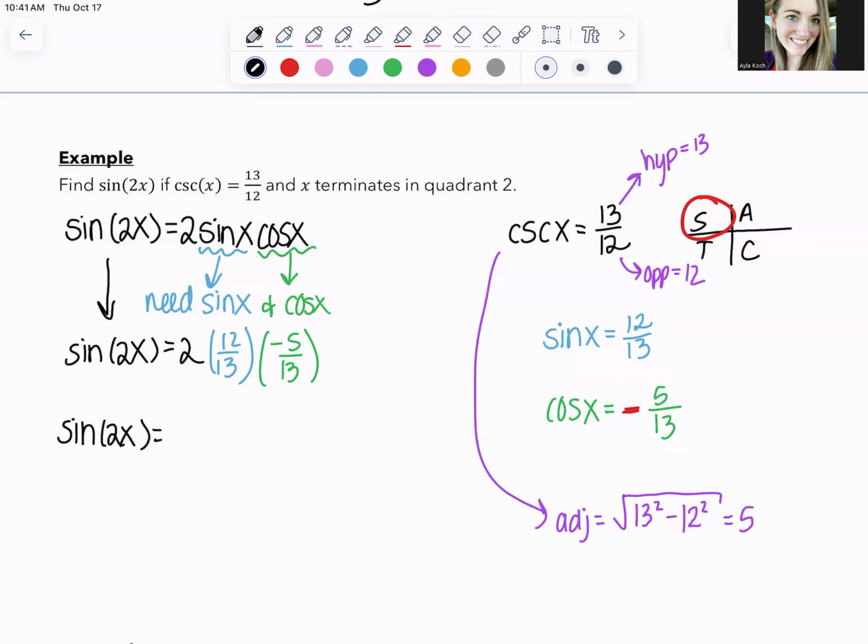Put this all together, this should be negative 120/169. And that's our final answer. Boom. Not so bad.